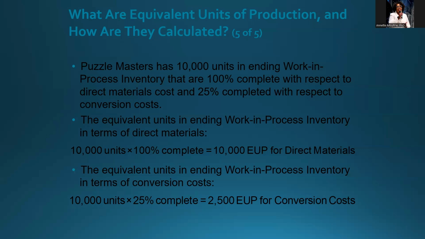Now, this example highlights a key concept. Equivalent units of production can differ between direct materials and conversion costs, so they need to be calculated separately.